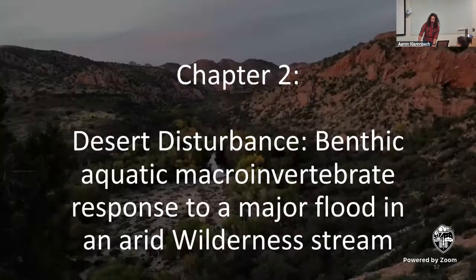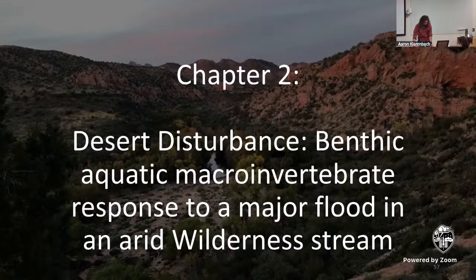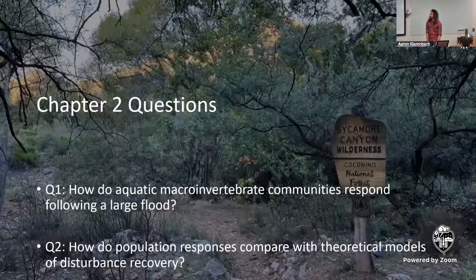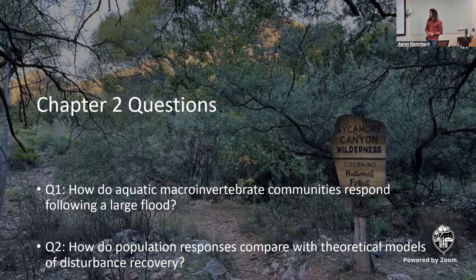I'm going to go to chapter 2 here. In this chapter, we are going to look at how the aquatic macroinvertebrates respond to a huge flood that we saw in the system. So the questions that we hope to answer are: how do aquatic macroinvertebrate communities respond to a large flood? And how do population responses compare with the theoretical models of disturbance recovery?